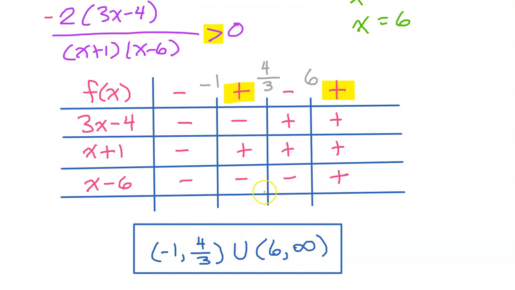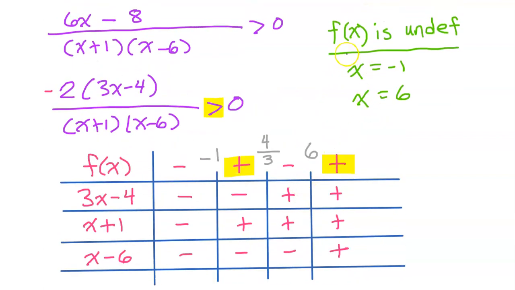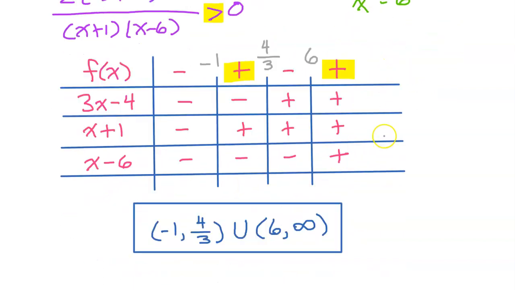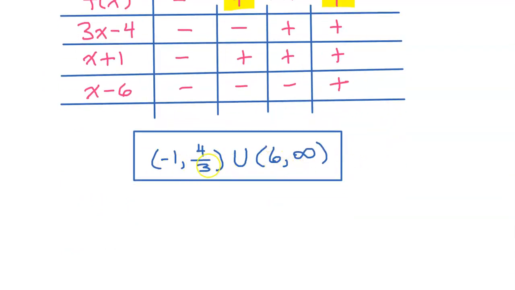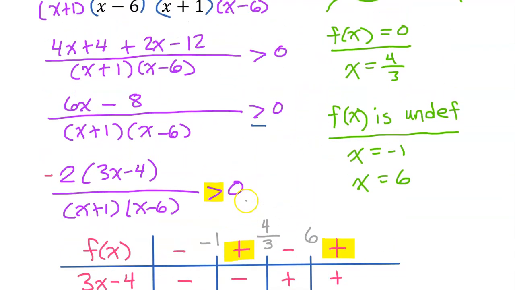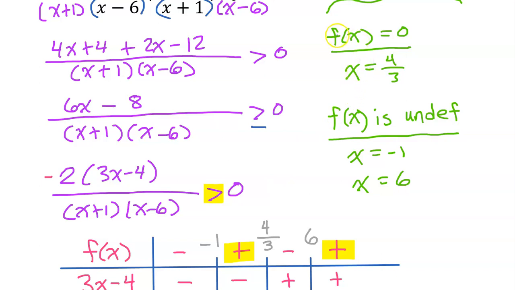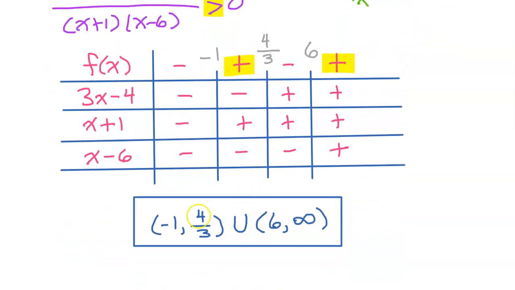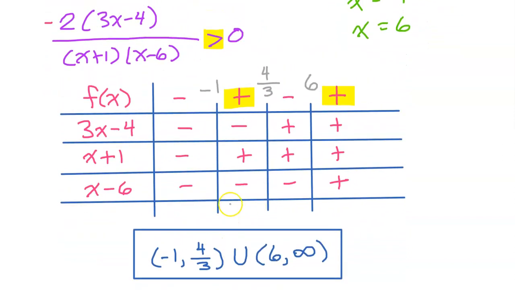Notice that we will always use parentheses at values of x that will cause f of x to be undefined. So even if this had been greater than or equal to, we would still use parentheses at -1 and 6 in our solution. But what about 4 over 3? 4 over 3 is the value of x that causes f of x to equal 0. We are leaving it not included on this problem because we want values of x that cause f of x to be greater than 0, not equal to 0.